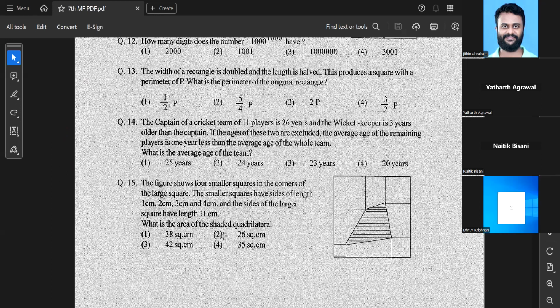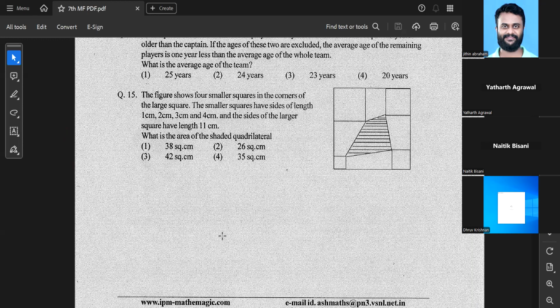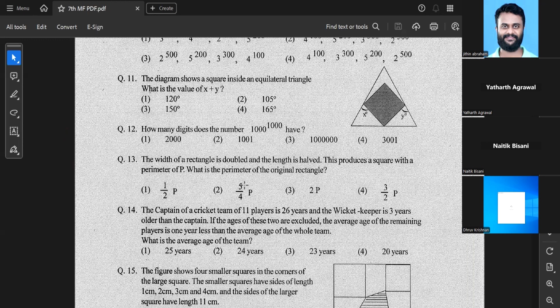Sir, I have a doubt in question number 11 of this paper. Yes, sir. I remember doing 11 in the class. Just check the recording. The answer I got for this one is 150 degrees, sir.